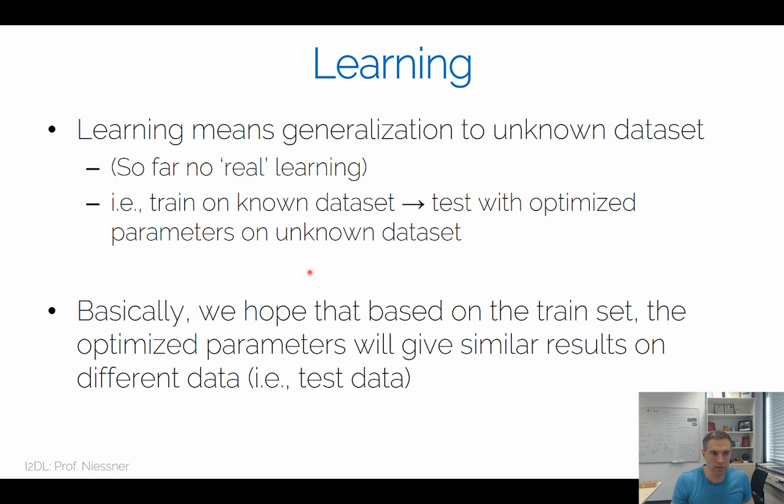So what we want to do is train on a known data set with, let's say, images and ground truth labels. And then once we have that, we hope that based on this training set, the optimized parameters in our network will give similar results on different data that we have not optimized it for. For instance, the training data or the validation data. Now, how do we know that, right?